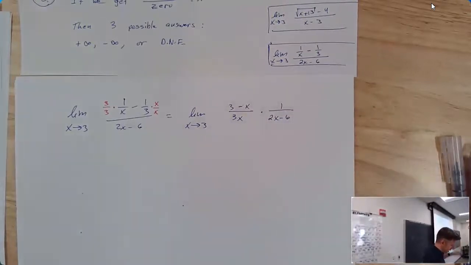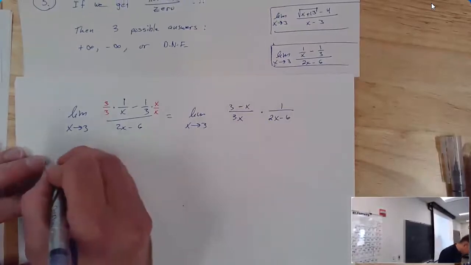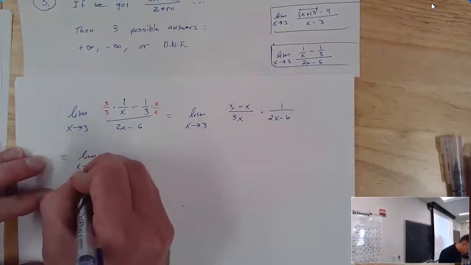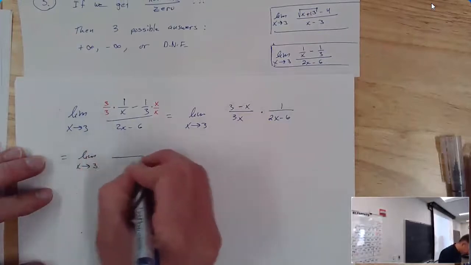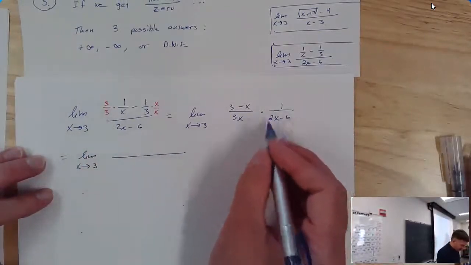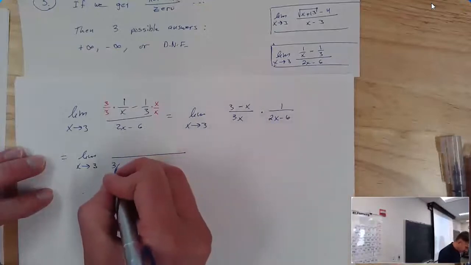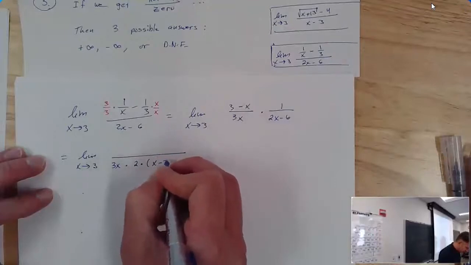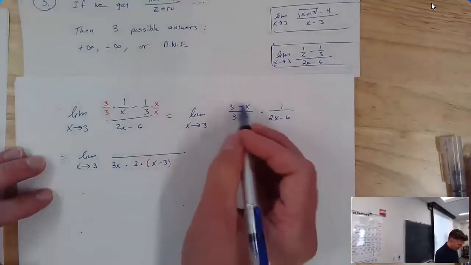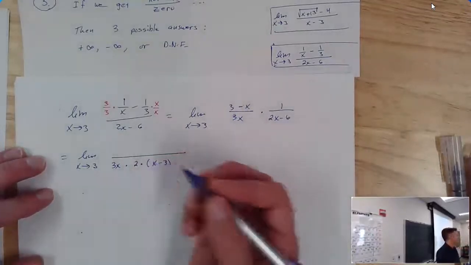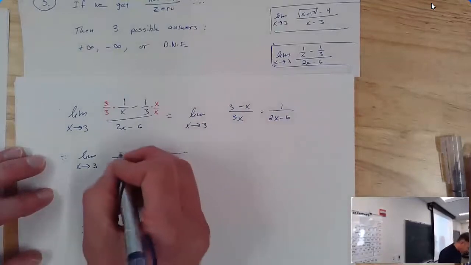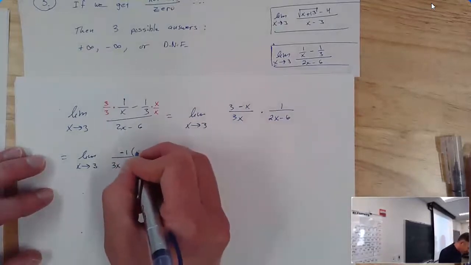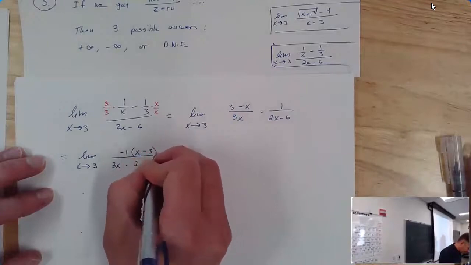All right. I see some things that I wish cancel, but they don't quite cancel yet. I need to do a little bit more work. So I'm going to write this as one fraction. I'm going to factor out a 2 from there. So I really have 3x times 2 times (x minus 3). And from 3 minus x, I'm going to factor out a -1, and I'm left with positive x minus 3.